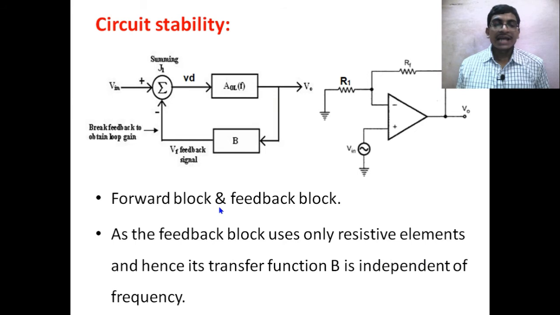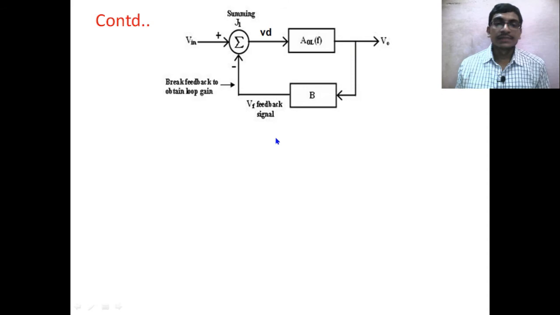As the feedback block uses only resistive elements, its transfer function beta is independent of the frequency. You can see the resistor RF is used as a feedback element, which cannot vary with the frequencies, which is independent of the frequencies, so we can say the feedback section beta is independent of the frequency.